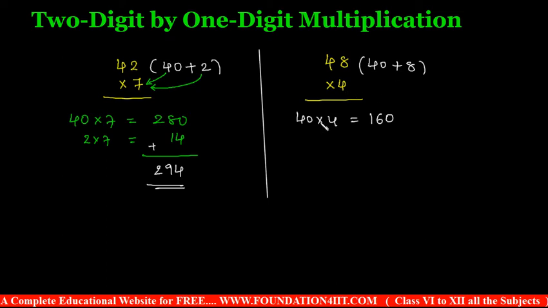Again immediately next, 8 into 4, 8 times 4 is 32. Just internally we can add this: 192. This is one simple technique for multiplying a 2-digit number by 1 digit internally. So most of the thing I'm saying is that the calculation should be in mind without using pen and paper.